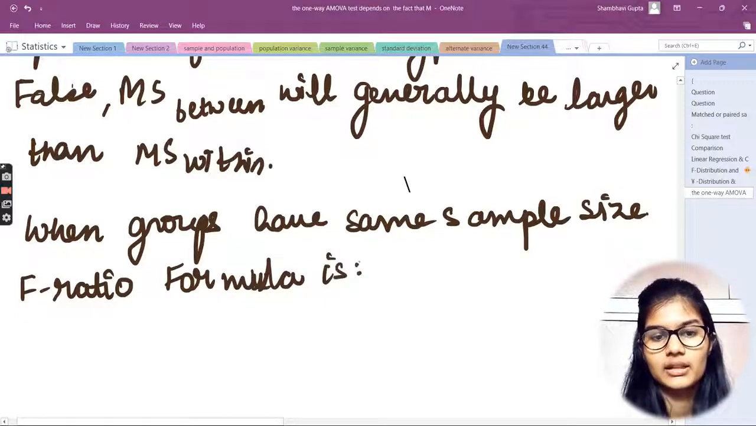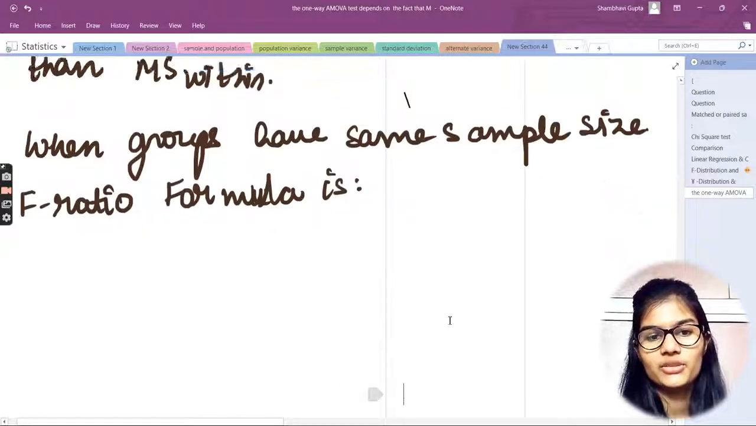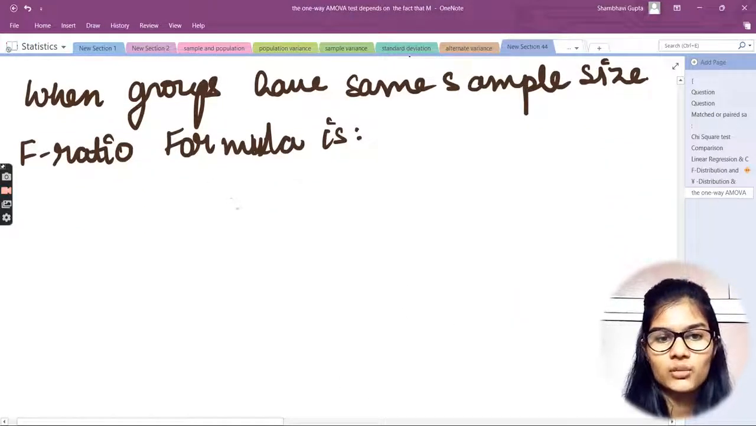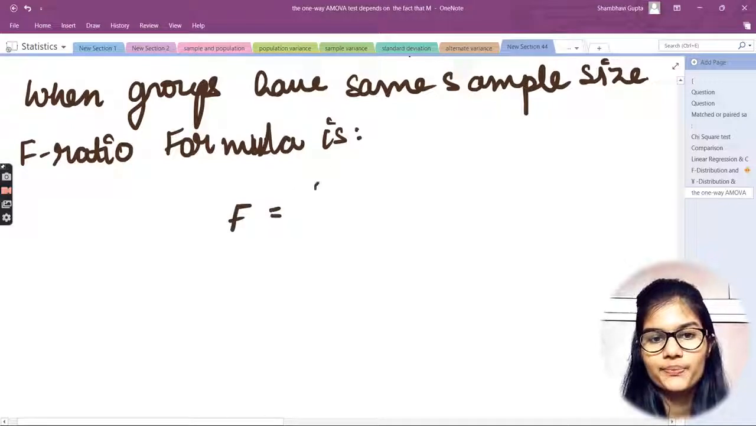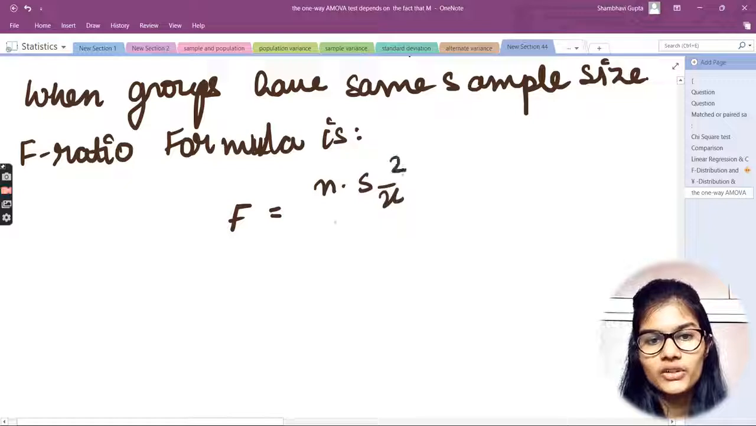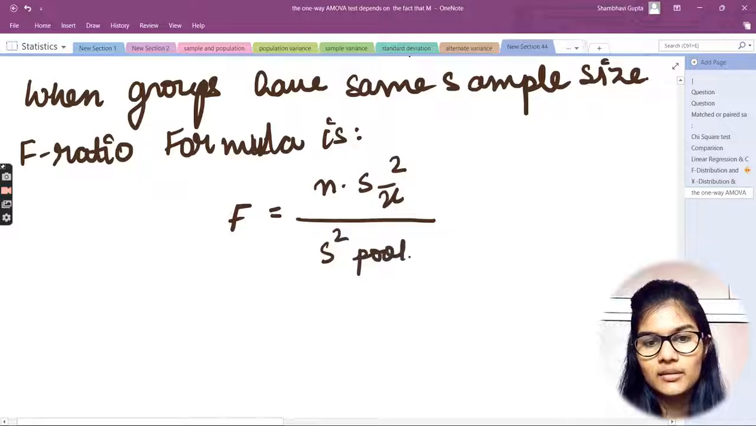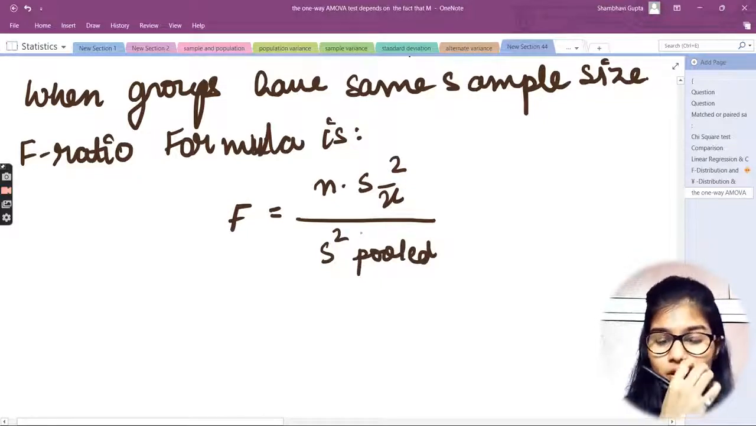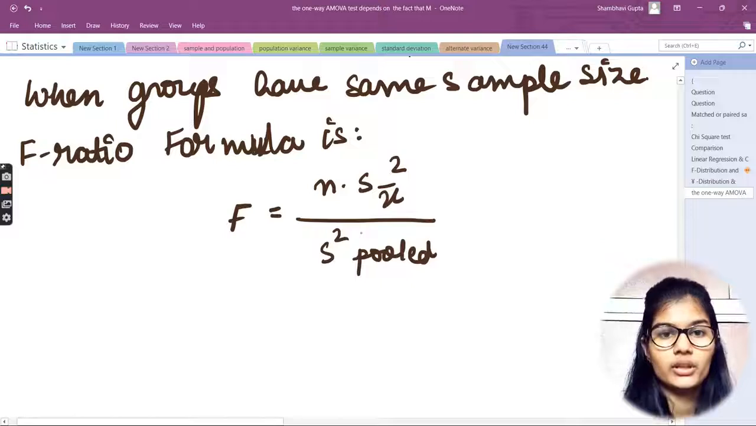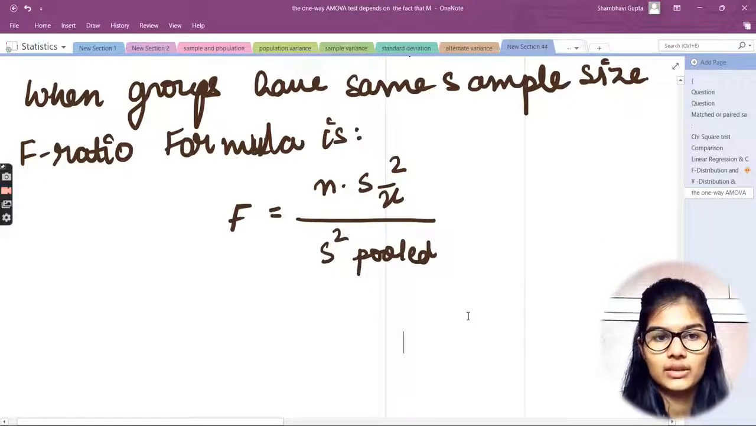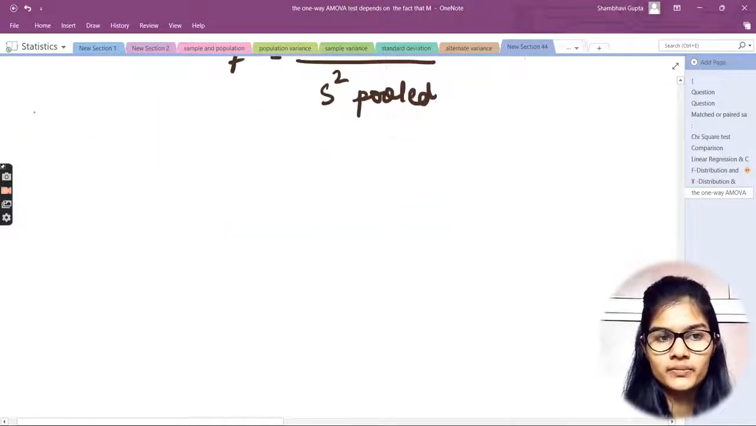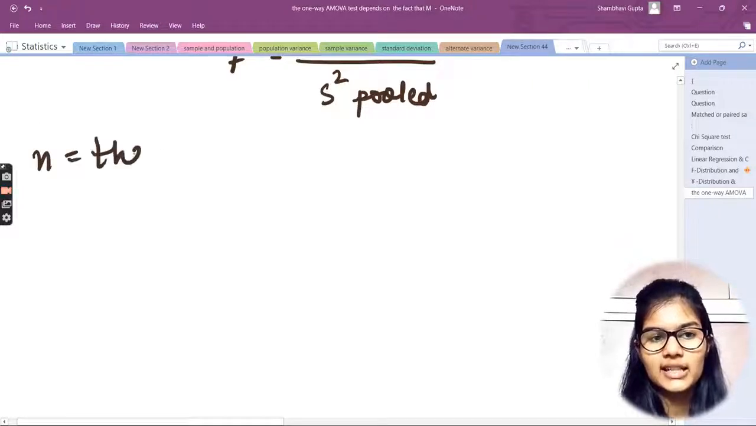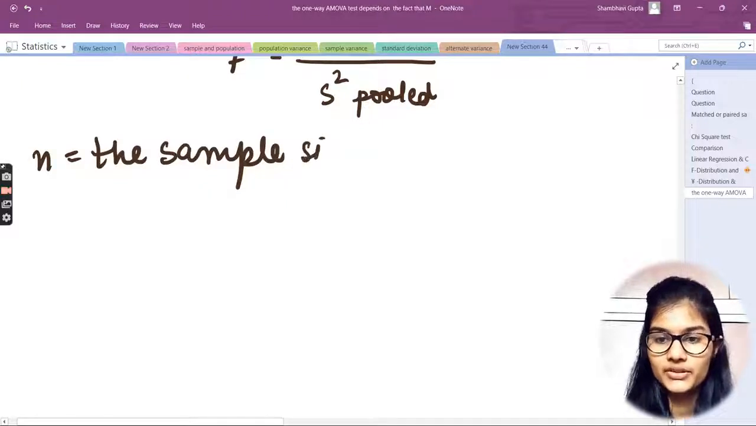In that case the formula is capital F is equal to N into S x bar squared, divided by S squared pooled. This is the formula which we follow when the groups have the same sample size. Now, what are these parameters? N is the sample size, first of all.